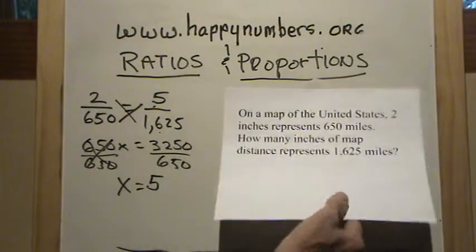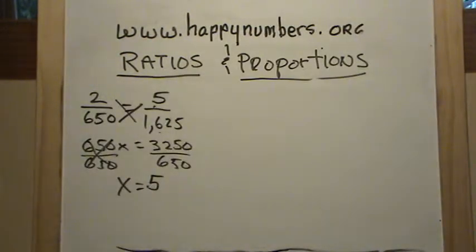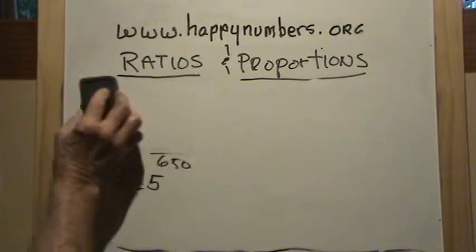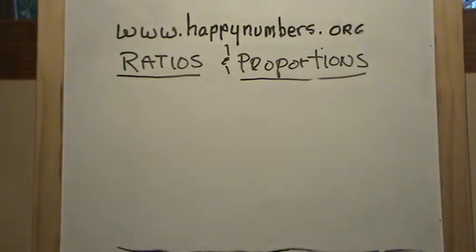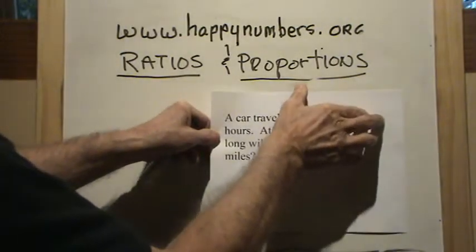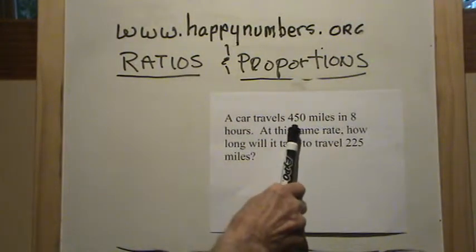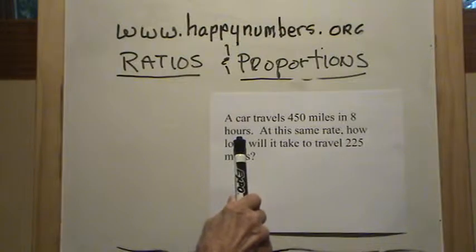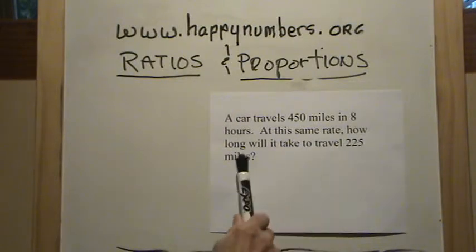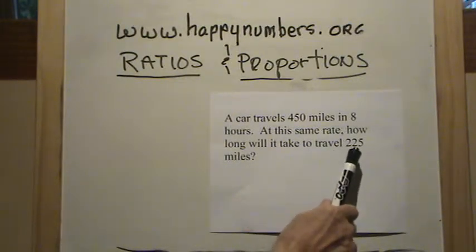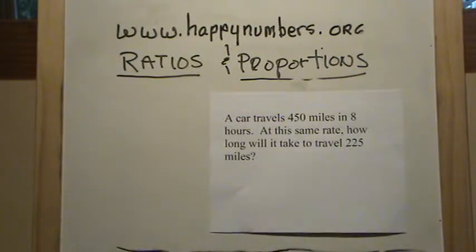Okay, let's take a look at another one using proportion to solve problems. Let's try this one. A car travels 450 miles in 8 hours. At the same rate, how long will it take to travel 225 miles? Okay, shut off your video and set up your proportion and solve this and turn it back on.